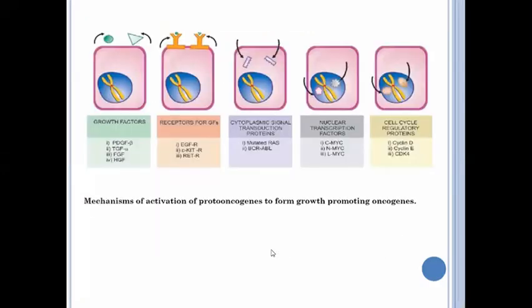As a mechanism to develop a cancer, it will be the TGF beta, TGF alpha, FGF, the receptors for the GF receptor, the KIT receptor, RET receptors, the cytoplasmic signal transduction proteins are the mutated cell genes. The nuclear transcription factors include the C, N, and L-MYC, which is important in cancer.